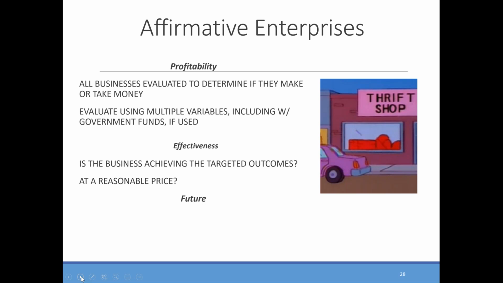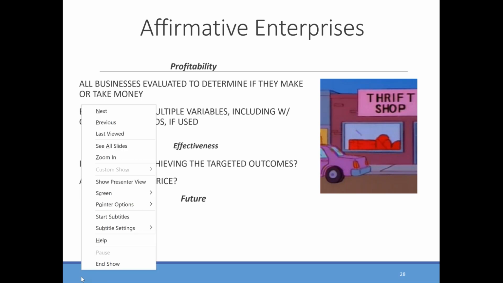So I encourage people who have affirmative businesses to look very carefully and make sure you aren't accidentally flushing cash through those businesses rather than achieving the goals you think you want to achieve.